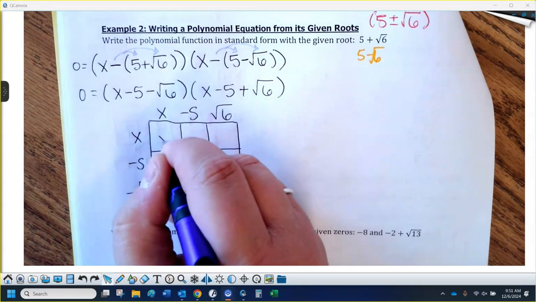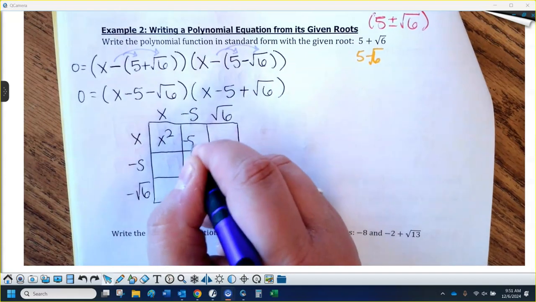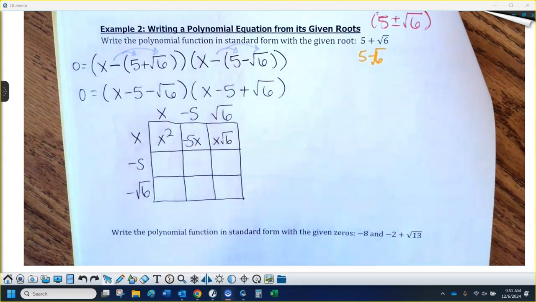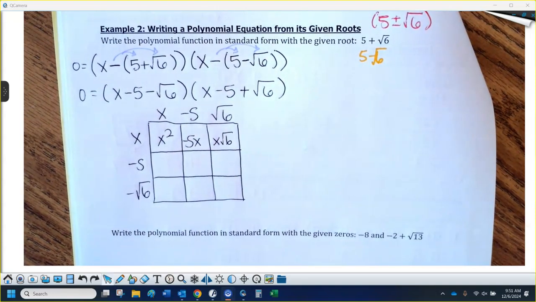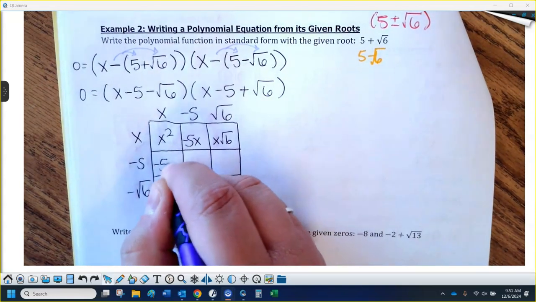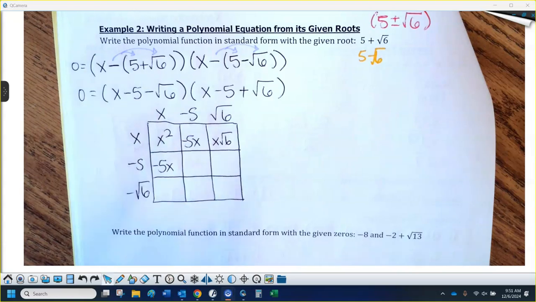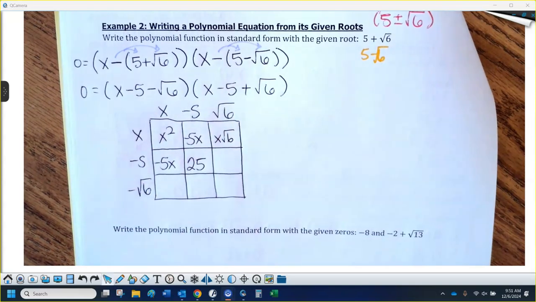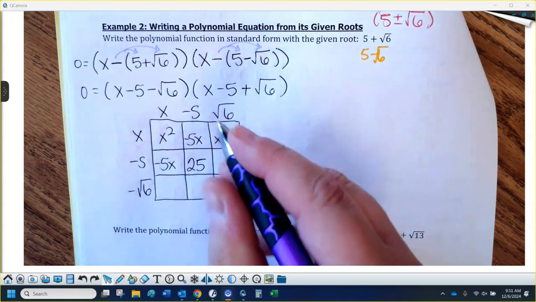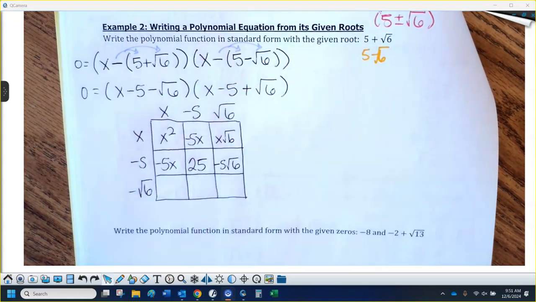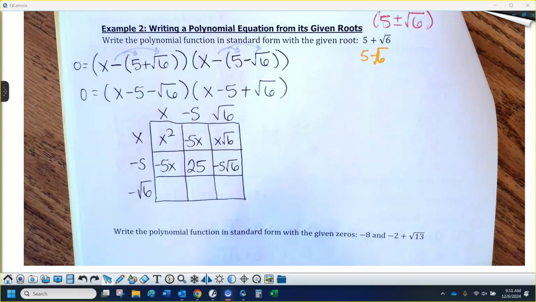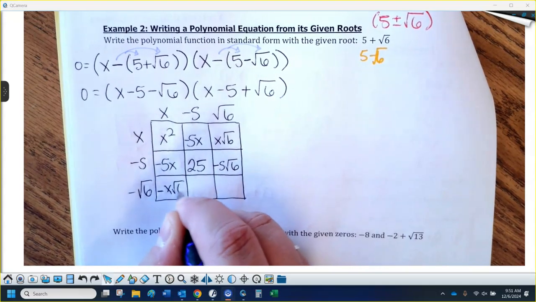So x times x is x squared. X times negative 5 is negative 5x. X times the square root of 6, we would just put the x in front of a square root of 6. Then I'm going to go through and multiply everybody by negative 5. So we'd have negative 5x. Now in the middle, you'll always have a plain number. This is negative 5 times negative 5, so it's positive 25. That number in the middle shall always be a positive number. And then I'd have negative 5 times the square root of 6, so I'd just write negative 5 roots of 6. And then on the very bottom line, this would be x times negative square root of 6, so I'd do negative x out in front, and then a square root of 6.